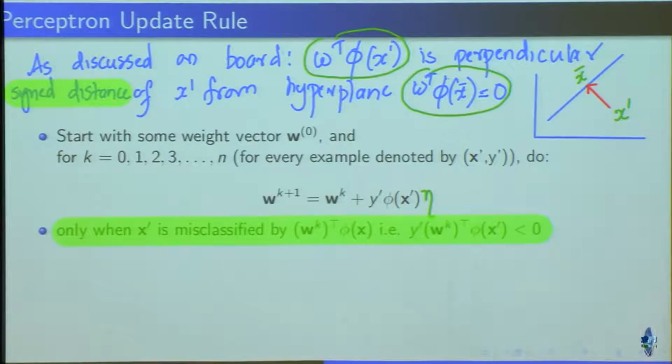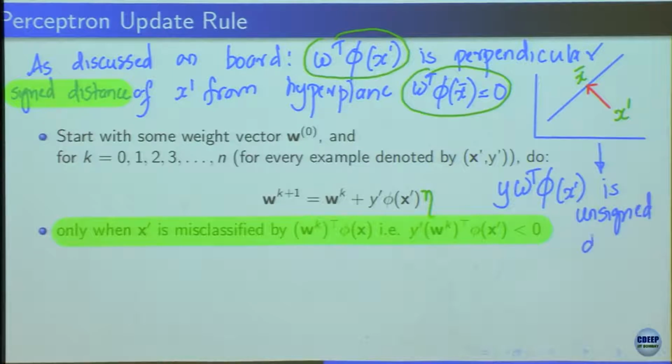On the other hand, when you do y times W transpose phi x prime, this is unsigned distance. Unsigned distance means you are multiplying by y, so that if it's on the negative side, multiplication by y will make it positive, so it's supposed to be the actual magnitude, right? And when do we say that a point is misclassified? When the unsigned distance starts getting a sign. Distance is supposed to be positive, how did a sign come in?